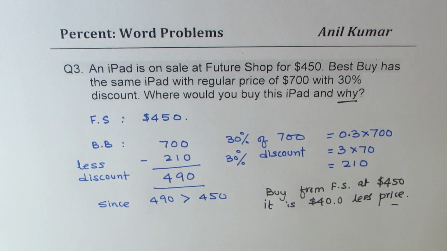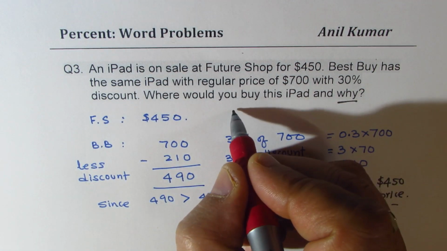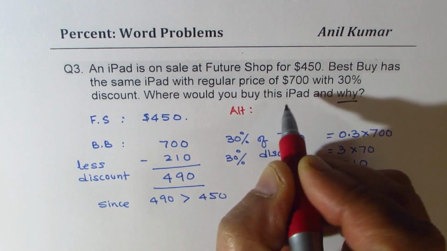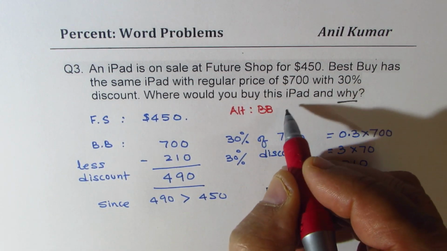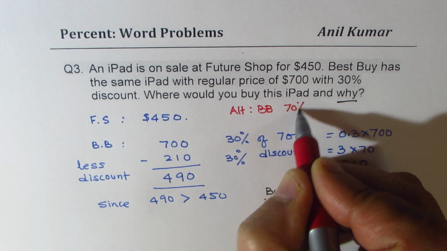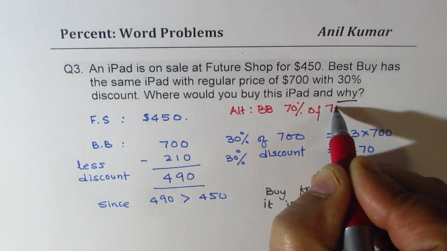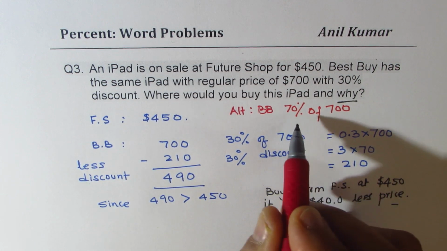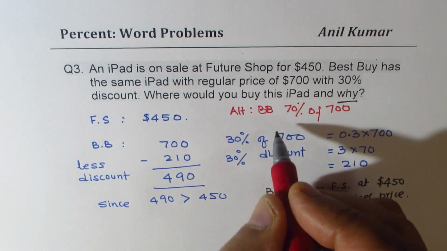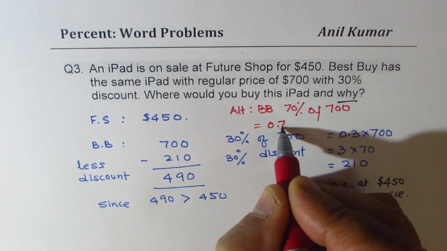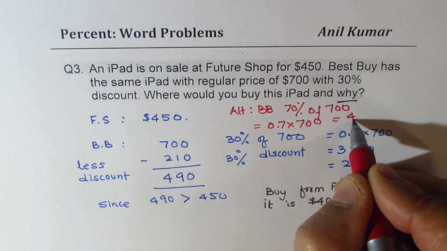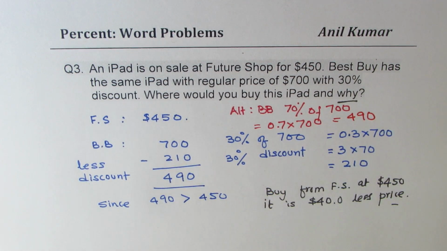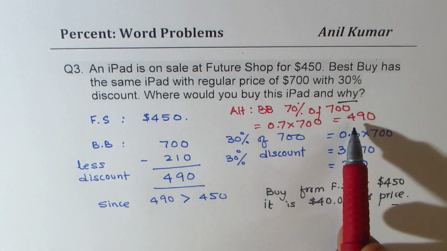Since we need to explain this and why, do you get the idea, right? And why? Well, here is an alternate approach to the same thing. So alternate approach is kind of like this. At Best Buy, we have 30% off. That means you pay only 70% of 700. Do you understand? So this is a shortcut. 70% of 700 means 0.7 times 700. 7 times 7 is 49, so you get 490, right? Taking care of the decimal. So that's a very fast calculation.